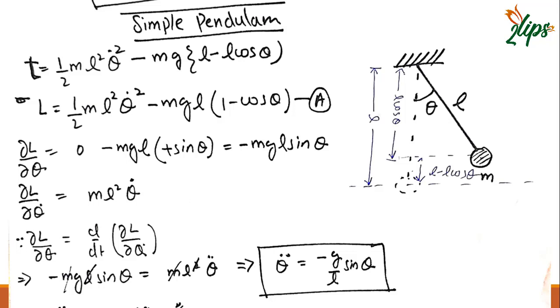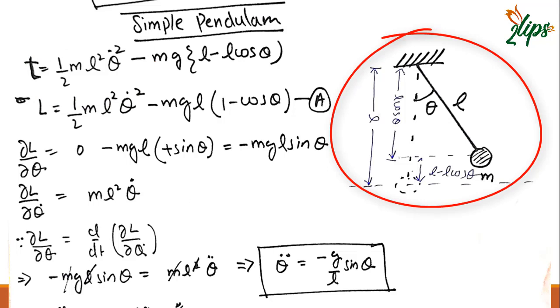So the kinetic energy of this system is given by this relation, half m L square theta dot square. L square theta dot square is the square of the tangential velocity, because from circular motion we know that the tangential velocity is equal to r into omega. Omega is the angular velocity, so in this case the angular velocity is theta dot. So half m L square theta dot square is the kinetic energy of this simple pendulum.